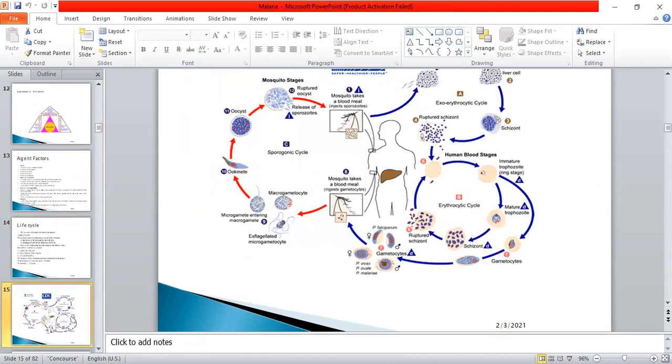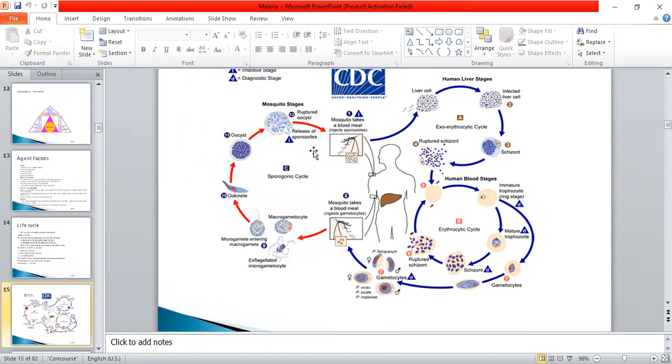If we see the cycle of malaria, first of all, the mosquito bites the human and, from the blood meal, injects the sporozoites into the blood. The sporozoites remain in the blood for a limited period of time, about 60 minutes, and the majority of them are destroyed by phagocytes. Some gain entry into the liver cells.